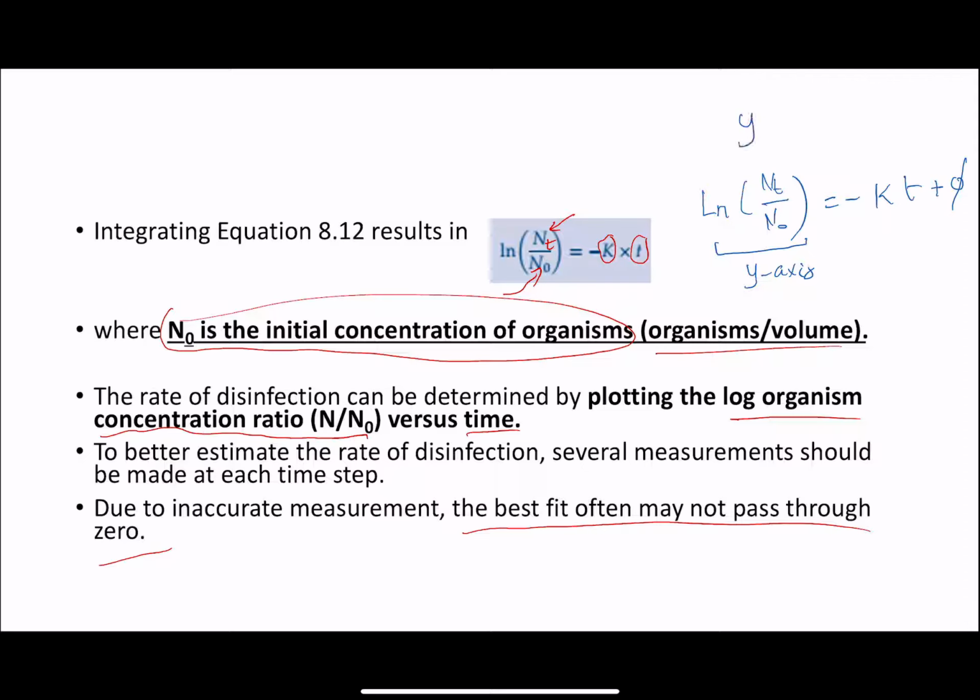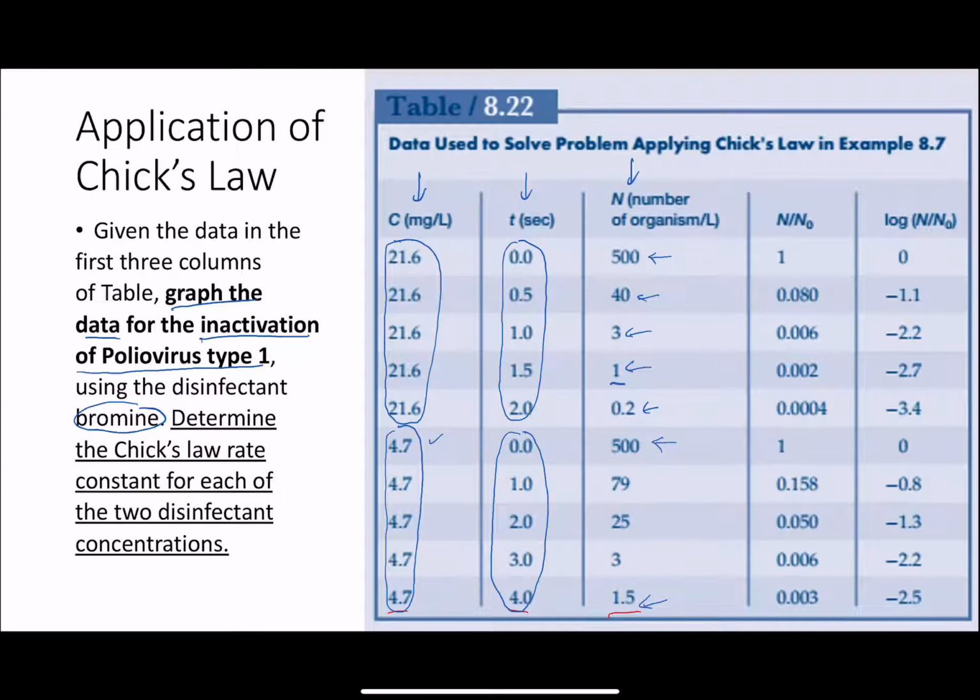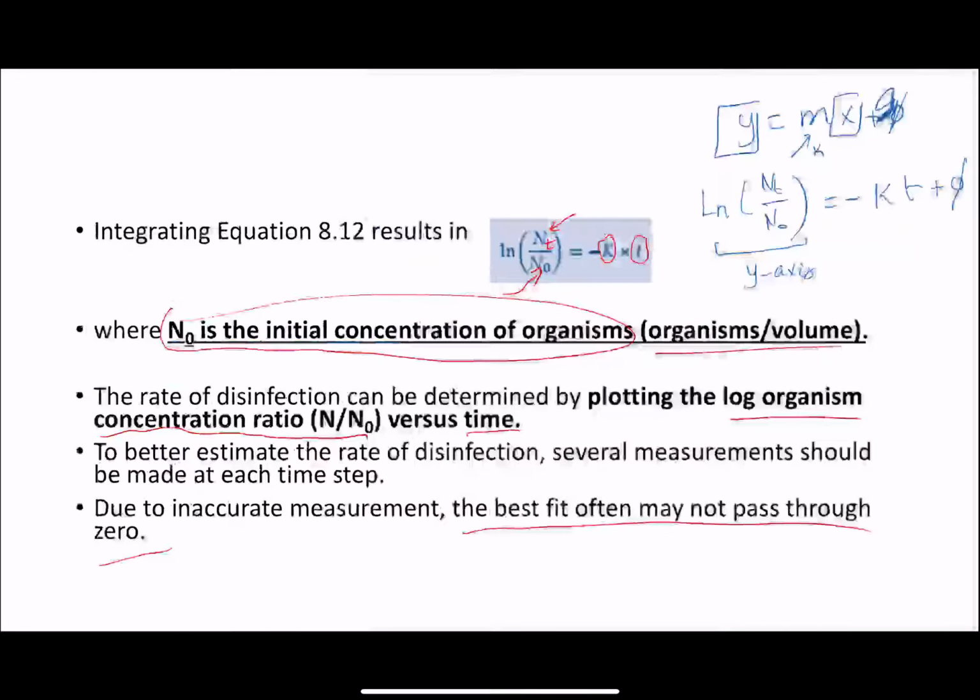Remember the equation from calculus 1. This is the y-axis, and this is the x-axis, and this is the slope. The slope is going to be k. Of course, it's going to be going down, and that's the meaning of the minus. And b is the intercept, and there is no intercept at 0, 0. So that's why we need to find out Nt over N naught.